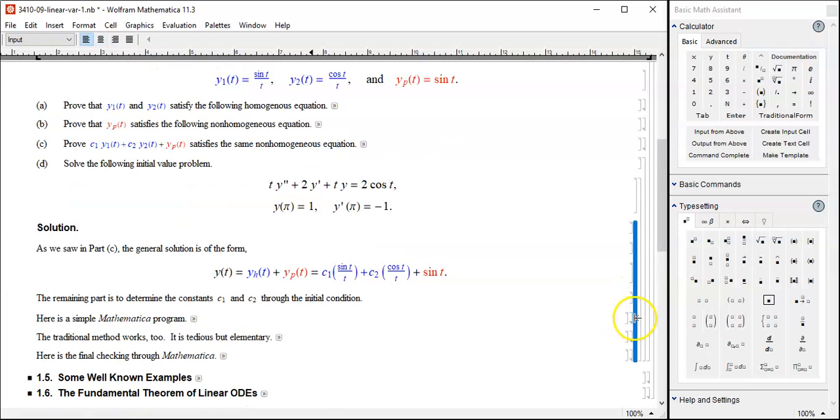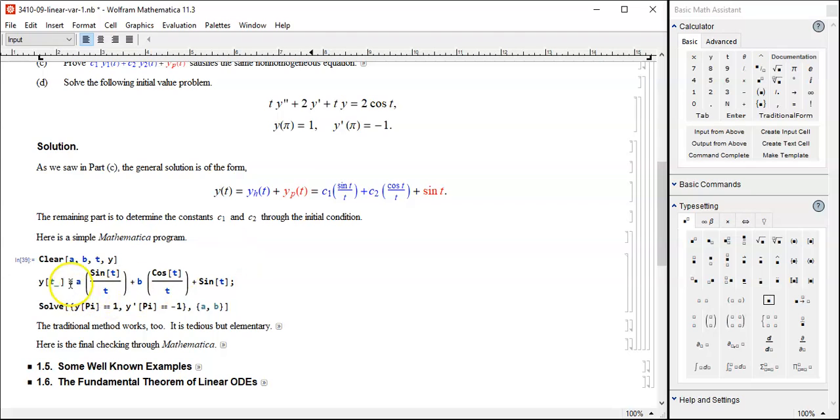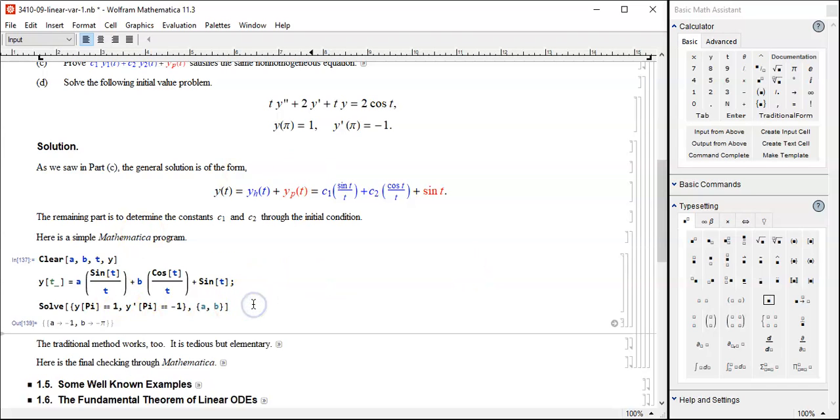And here's Mathematica's solution. Define my function. Here in my program, instead of C1 and C2, I use A and B. And then the third line, that's how you solve a system of equations. First equation, y of pi equals 1, y prime of pi equals negative 1. We have 2 equations. Solve it with respect to A and B. Okay. What do you get? We get negative 1 and negative pi.